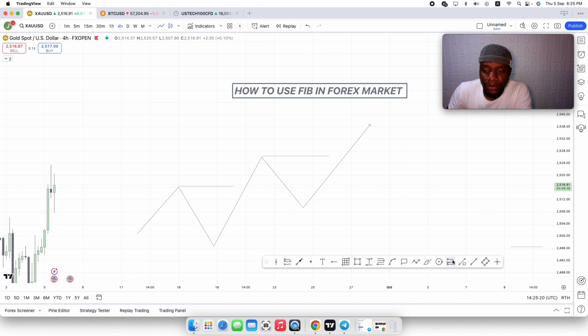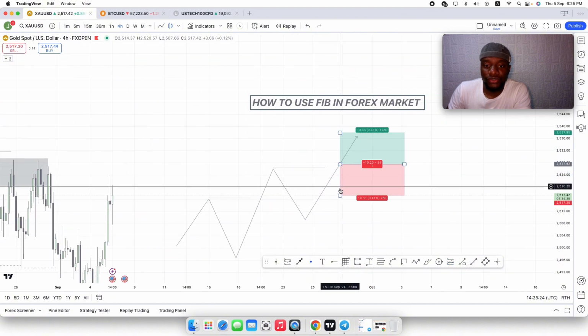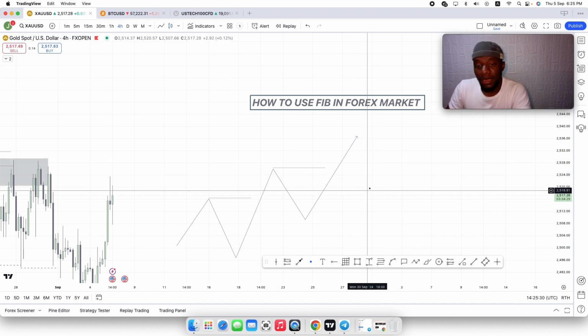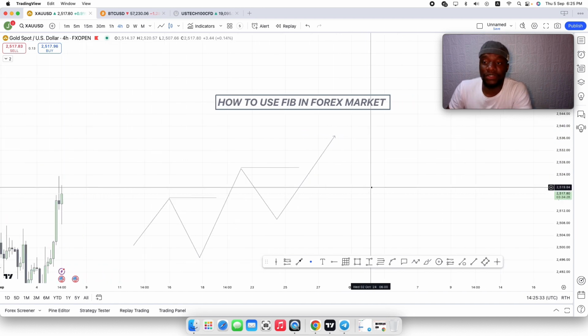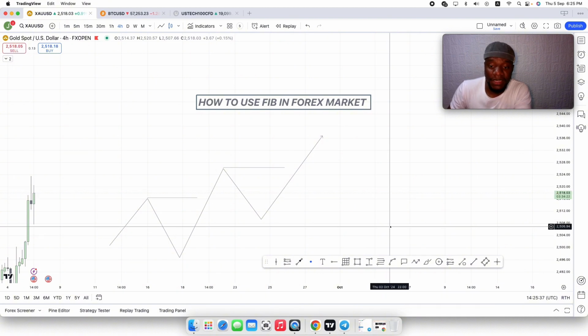I see most people, the market will be here and they'll be struggling to get into the market while it is still in a premium area. And remember, we are here to make profits. We are not here to make losses. So now, how do you trade using Fibonacci?